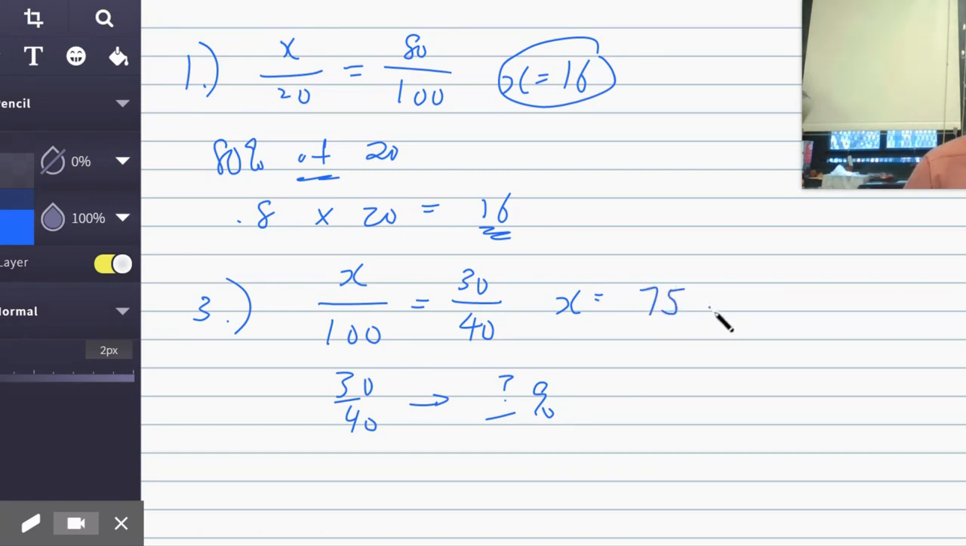Now, don't just write 75. The answer is not 75. The answer is 75%. All right, let's see if we can do one more. Nah, it's all right. I think 1 and 3 covers it.